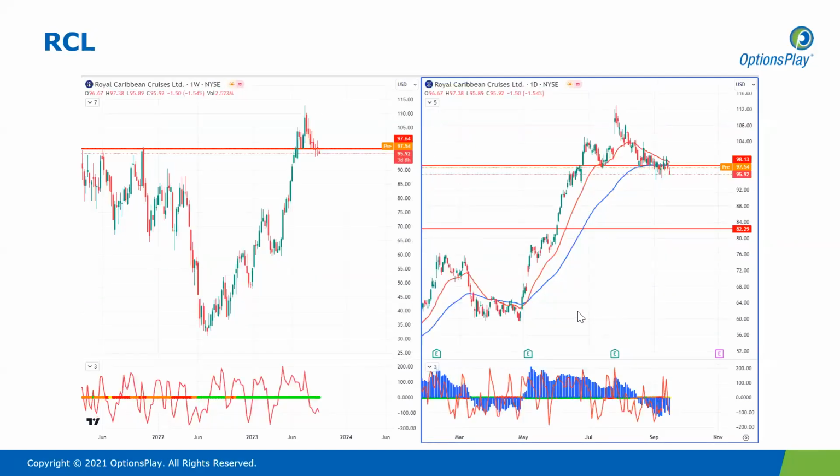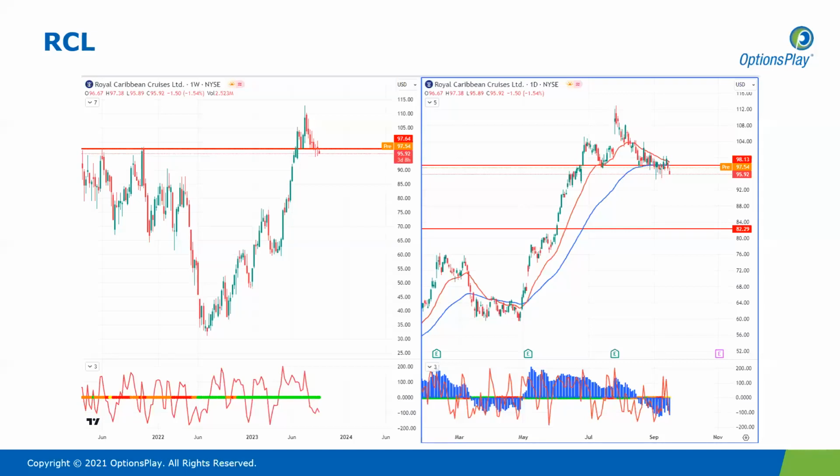Okay, and finally, we have Royal Caribbean. This was a bullish idea from last week. It still hasn't quite panned out in our favor, but it hasn't invalidated the thesis. As you can see, price is above 95. It just hasn't bounced higher yet. So there's not much to say on this one because I think we'll just have to wait and see how this develops over the next week.